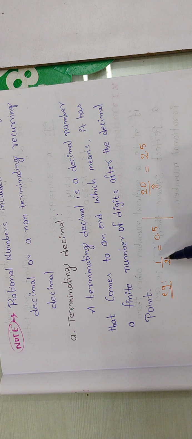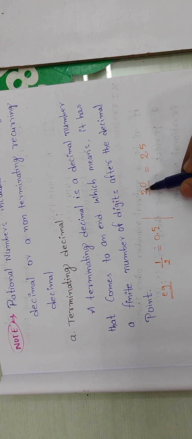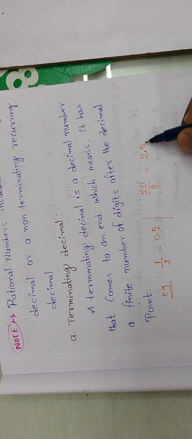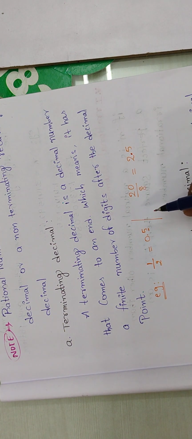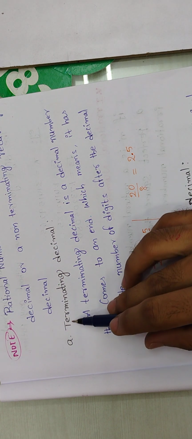For example, we write the fraction 1 by 2 as 0.5. Here after the decimal how many digits are there? Only 1, so we can count it, that is finite. For example, 20 by 8, the value is 2.5. After this decimal point how many digits are there? Only 1, so that is finite. If there are finite digits after the decimal, then we call that a terminating decimal.